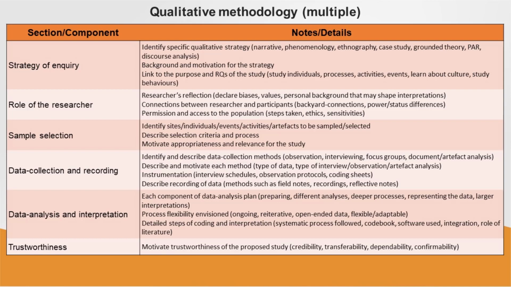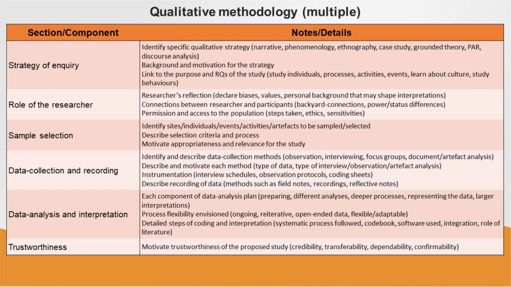And then issues of permission and access to the population and what the steps that are proposed to be taken, and the ethics and the sensitivities of getting access and permission to conduct the work. Then sample selection: identify the different sites or the different individuals or events or activities or artifacts to be sampled or selected, and describe the selection criteria and process and motivate the relevance of this for the particular study.